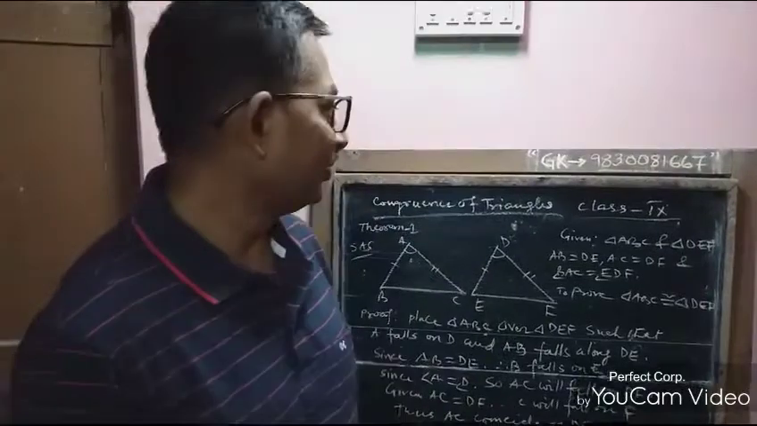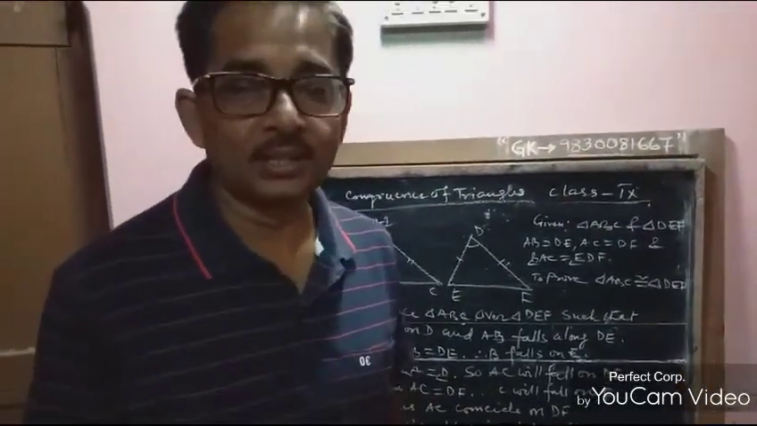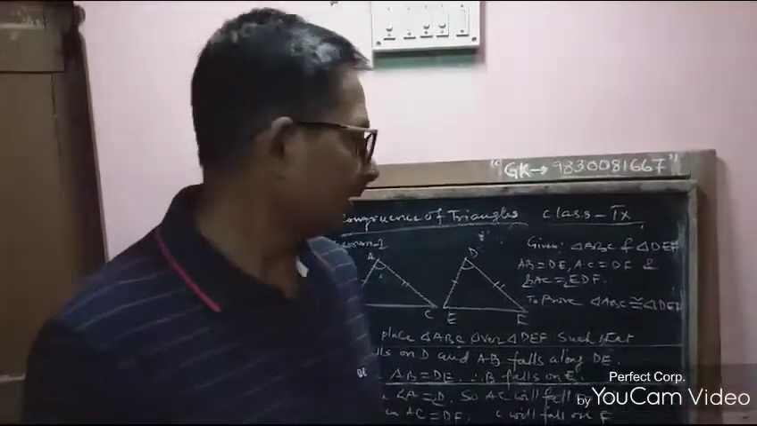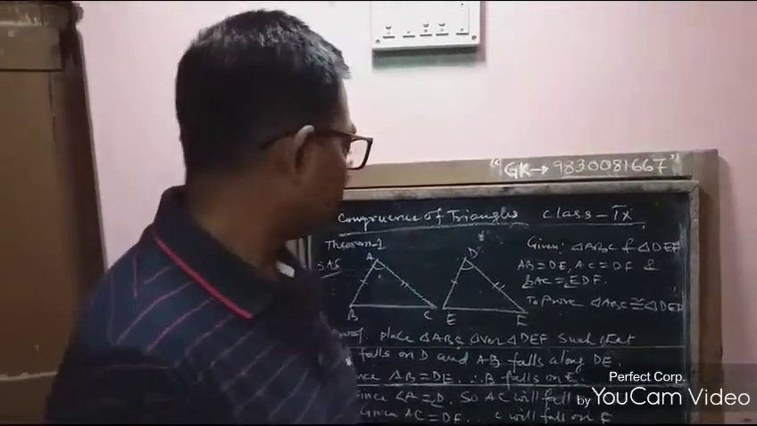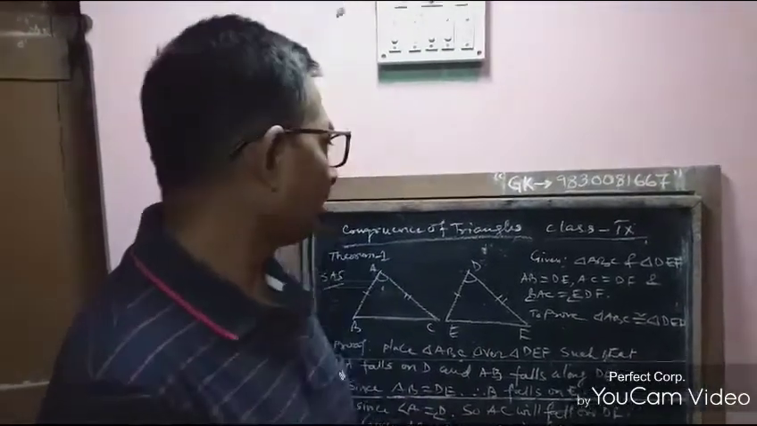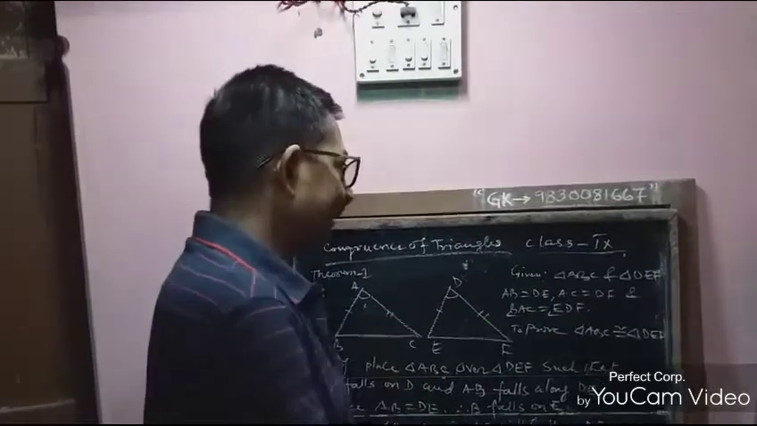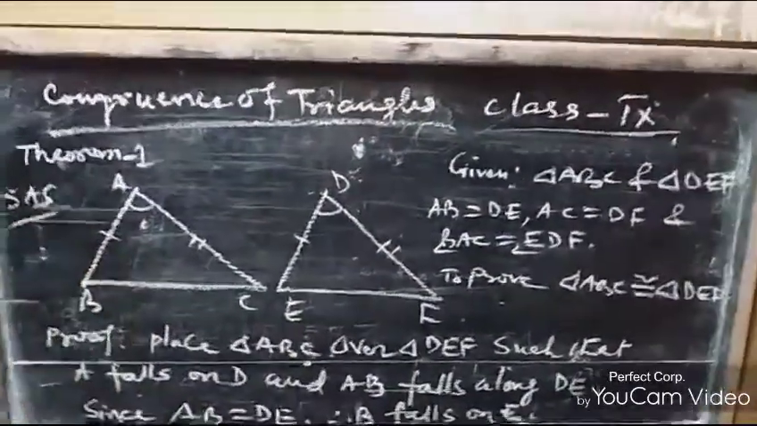Today we are going to start a new chapter, that is the congruence of triangles. In this chapter you will learn many criteria by which two triangles are congruent to each other. The number one criterion is SAS, that is side-angle-side.